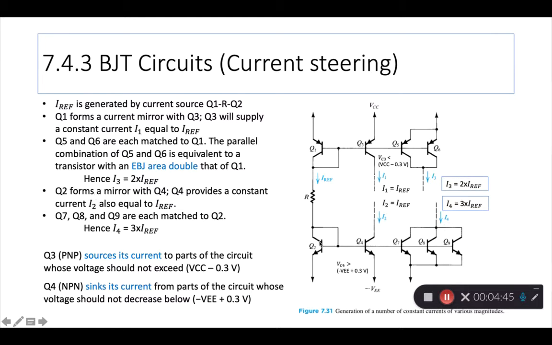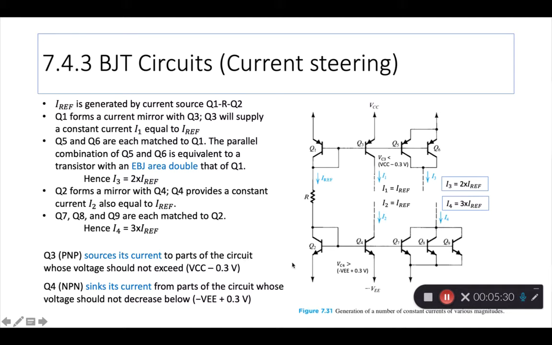Similarly, Q2 forms a mirror with Q4. You have Q2 here, and these are all NMOS devices. This forms a mirror with Q4. It creates its own output current I2. So it provides a constant current I2 also equal to Iref. Now Q7, Q8, Q9 are each matched to Q2. They're also connected together and there are three of them. So you can expect that this current I4 is thrice the I reference or I2. That is another formula that I've shown here. Some of these I've written myself, they're not in the original drawing, but I hope this clarifies it.